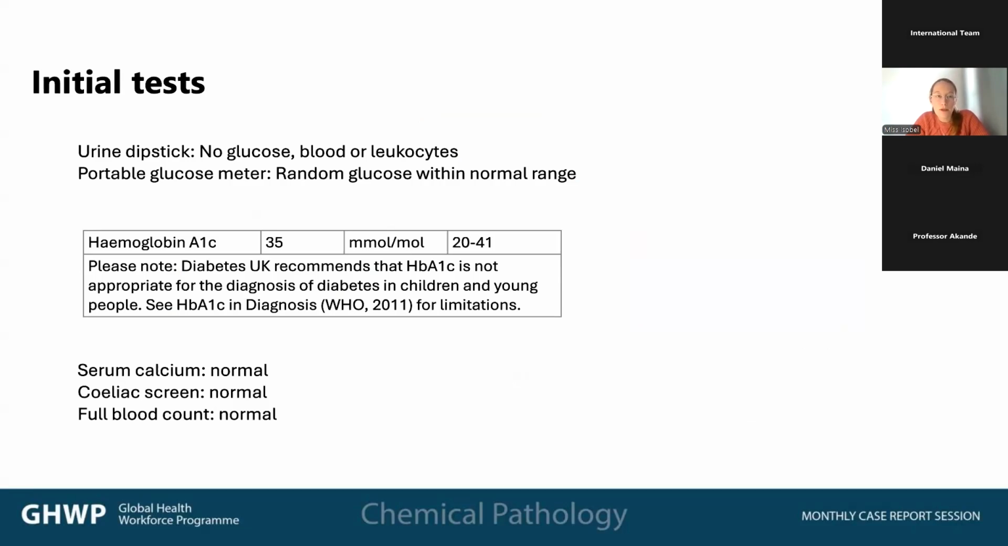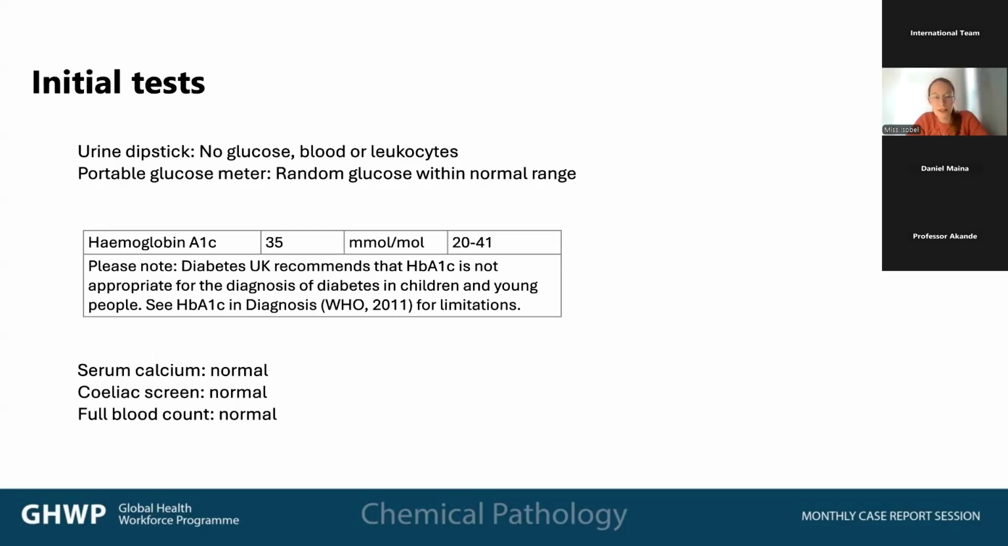They also did an HbA1c, which came out normal. And I should note here that HbA1c isn't really recommended for patients who are quite young, and it's possible that they might have type 1 diabetes, because that can develop very rapidly, and that can give a normal HbA1c result. But they did that anyway, and it came back normal.